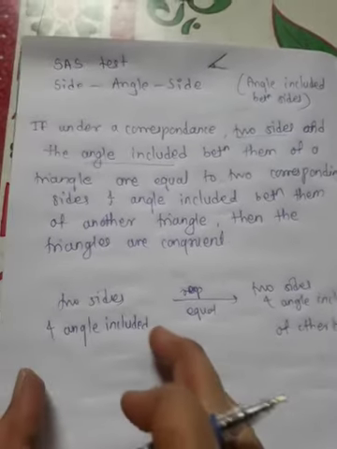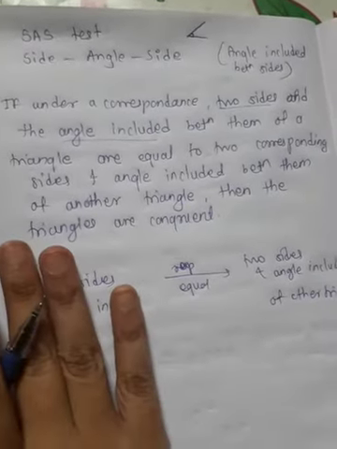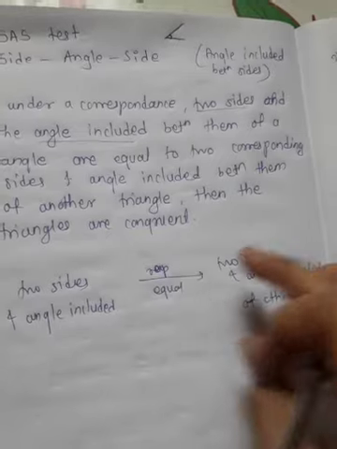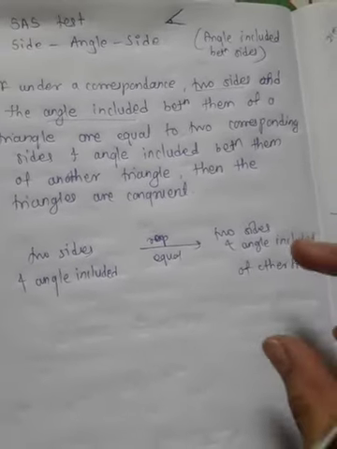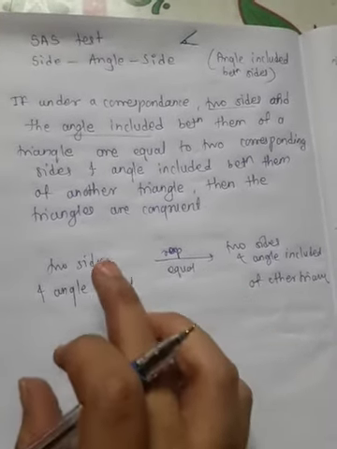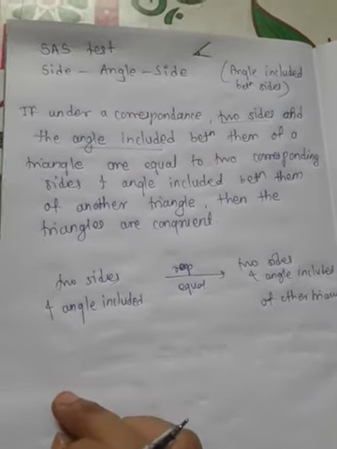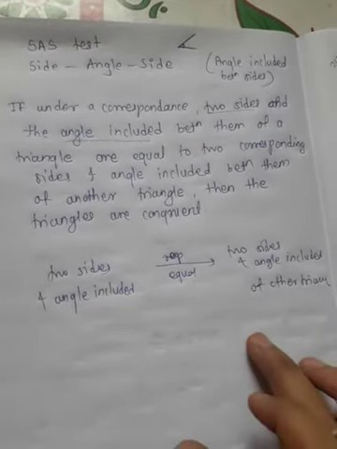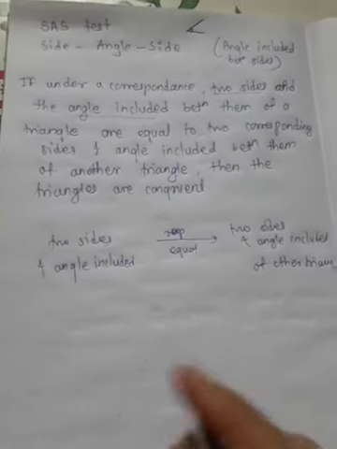Okay, so if two sides and the angle included between them of one triangle are respectively equal to two sides and the angle included between them of the other triangle, then we can say the two triangles are congruent. So here we check whether the two sides and the angle included between them are equal to two sides and the angle included between them of the other triangle.